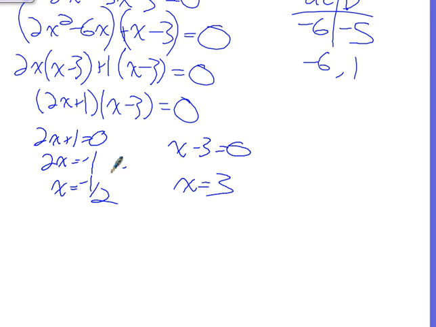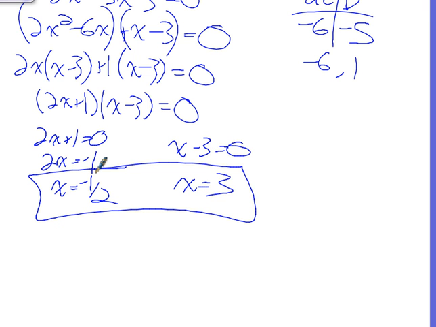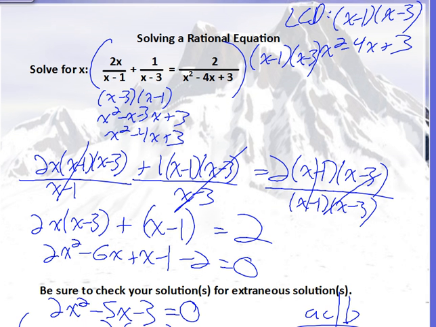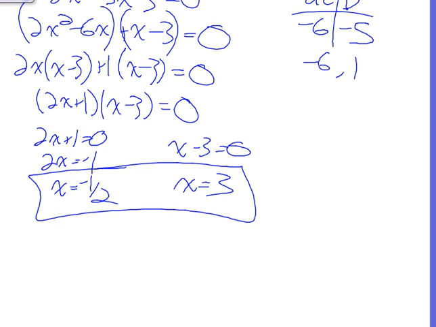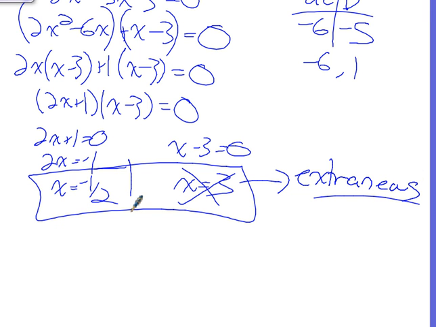And now with these two solutions, I just want to go back to my original and check and see if I'm going to get any zeros in my denominator. So negative 1 half, not going to happen here, not going to happen here, not going to have any issues there. 3, however, 3 minus 3 is 0, so this is going to give me a problem. So that tells me that this here is extraneous. Okay? So my only solution then would be x equals negative 1 half.